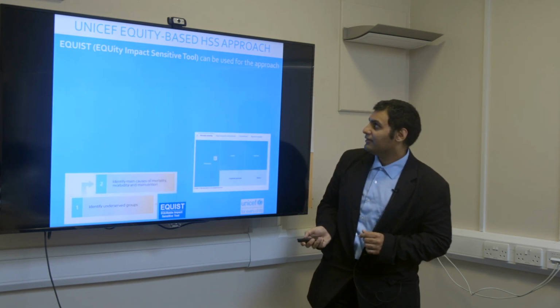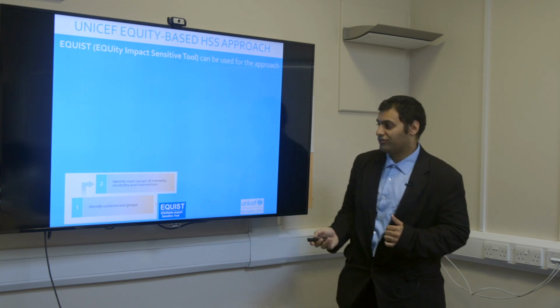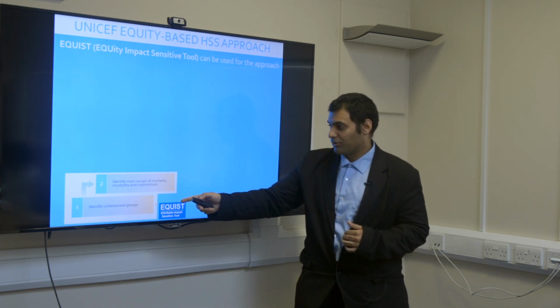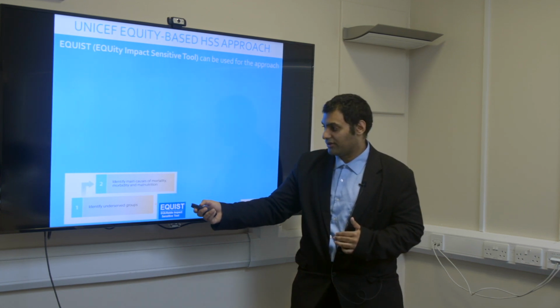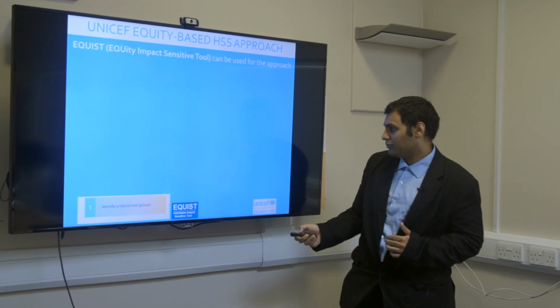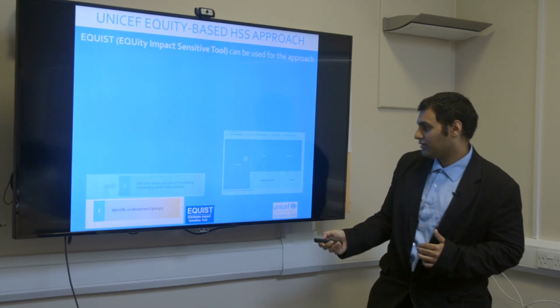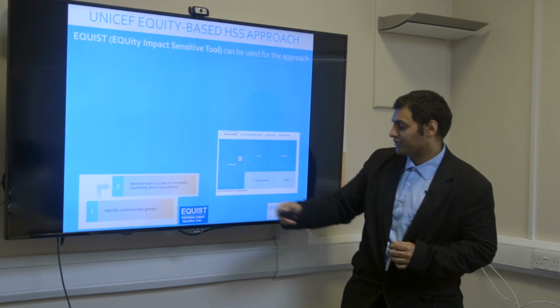Okay, and then looking at EQUIST and its approach, we're looking at the 7-step approach, as it's shown on EQUIST. So first you're looking at identifying the underserved groups, which I can move back to, yes, and then looking at the main causes of mortality.